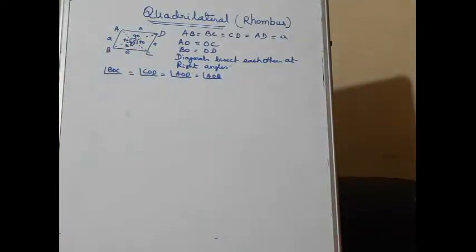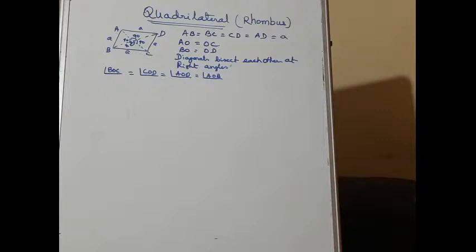So children, in a rhombus, all four sides are equal, just like a square, but it has certain special properties. The diagonals bisect each other, meaning the diagonal AC is cut into two halves, and the diagonal BD is cut into two halves. All four halves are not equal. AO and OC are equal, BO and OD are equal, so the diagonals bisect each other at right angles.